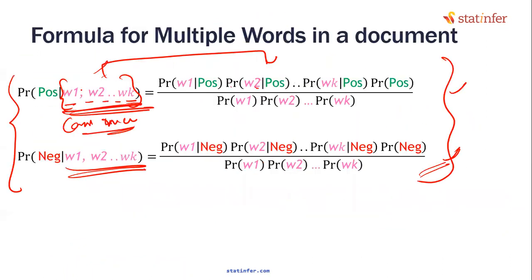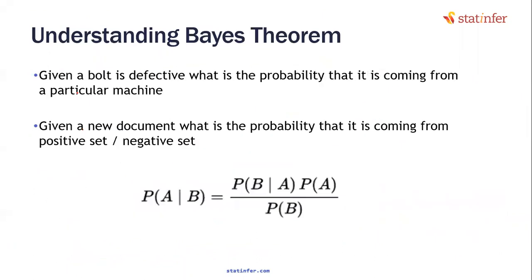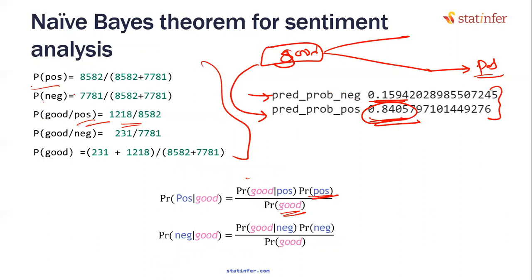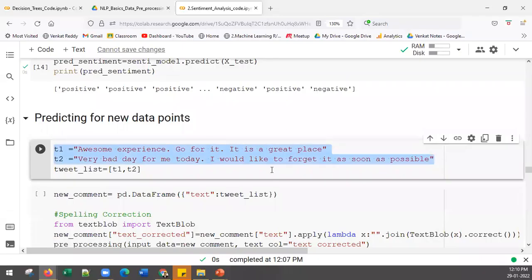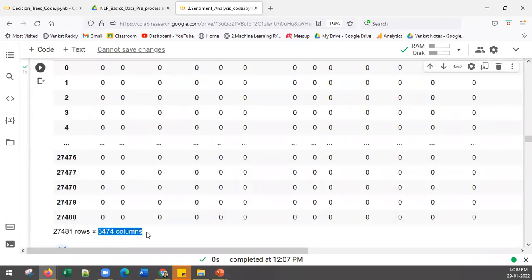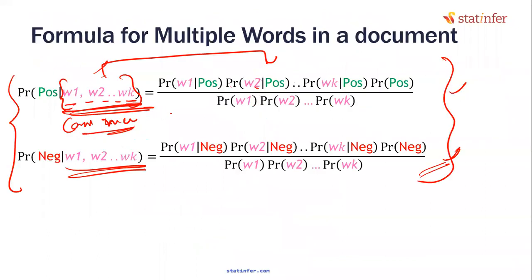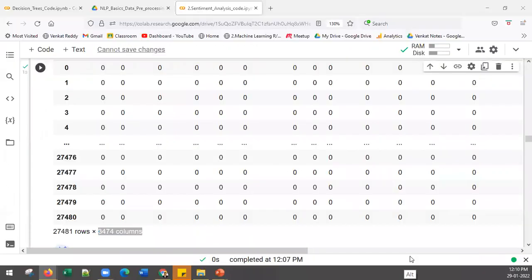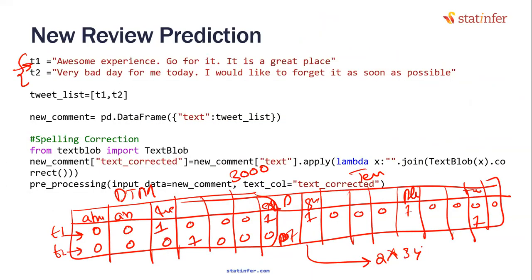How much was the document term matrix size after creating the document term matrix? Check the document term matrix size from the model. The document term matrix is 3474. That means these two tweets will be converted into what format? It will be a matrix. What matrix do we have to give? A 2 by 3474 matrix, like however many terms there are. This needs to be given as input.